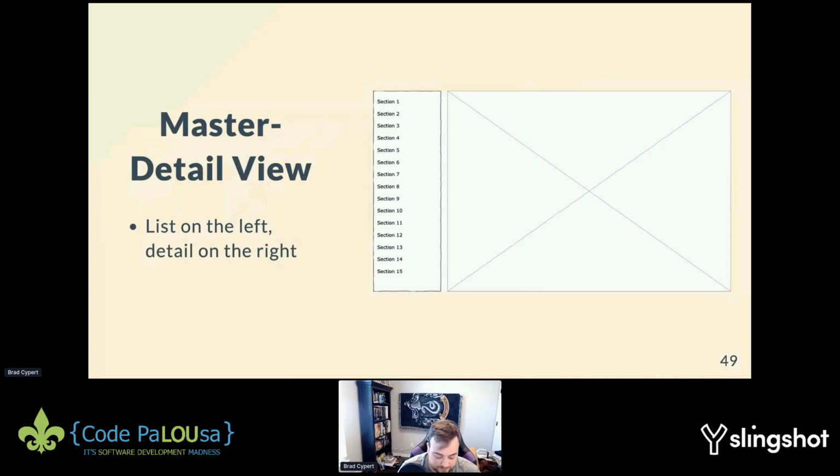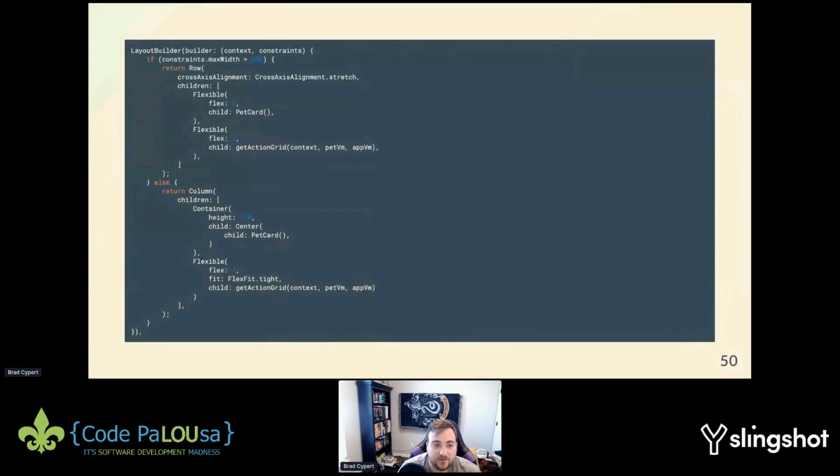So how do we do that? We can use the Layout Builder. Layout Builder is an interesting widget. Instead of a child, it takes in a builder function. And that builder function has access to the context and the constraints that it's building in. So we can check those constraints. For example, if constraints.maxWidth is greater than 900, then we return things in a row. Otherwise, we return them in a column. So if you're on a very large screen, we orient things left to right. If you're on a small screen, we orient things from top to bottom.